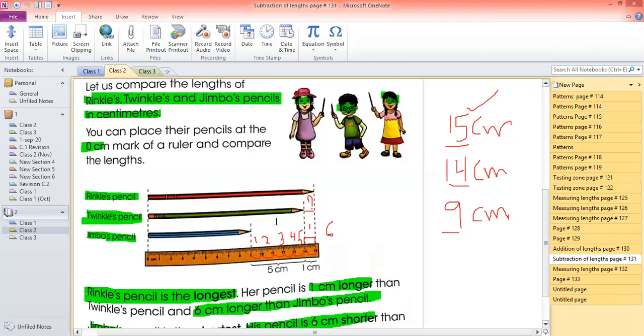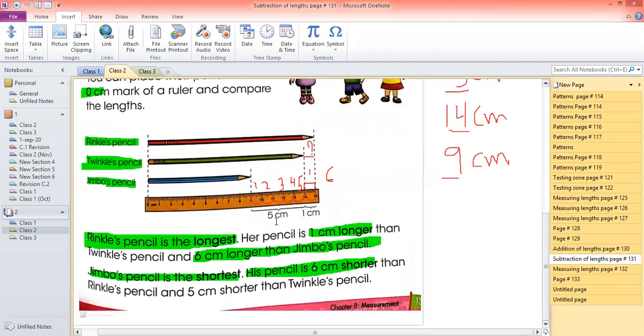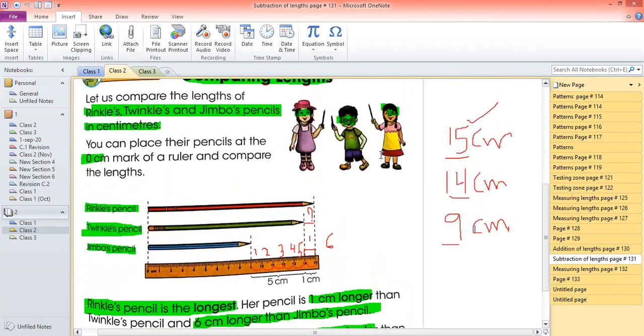All right, then we learned how we can compare how much shorter Twinkle's pencil is than Wrinkle's, or this green pencil is how much shorter than Wrinkle's. For that, you can check from 14 up to 15. 14 plus what will give you 15? 1. So you can check 1 centimeter. Either you can minus 14 from 15, or you can check how many centimeter you more need in order to have the same length as Wrinkle's pencil.